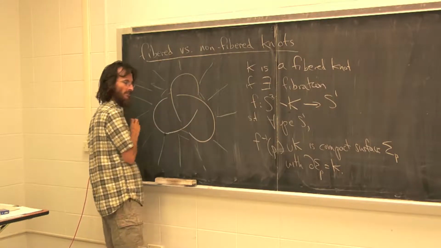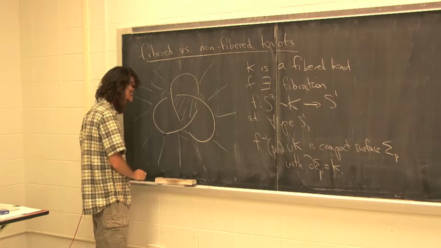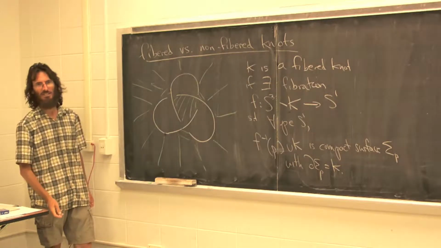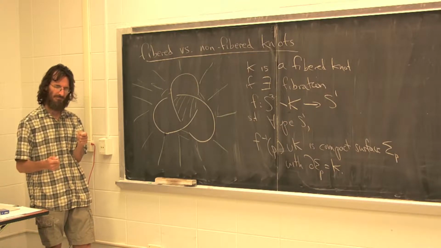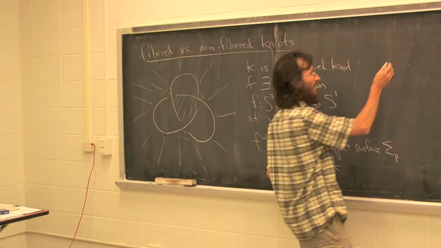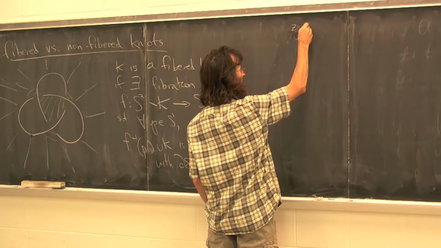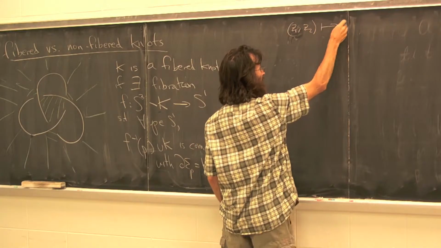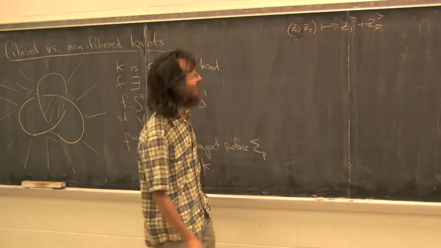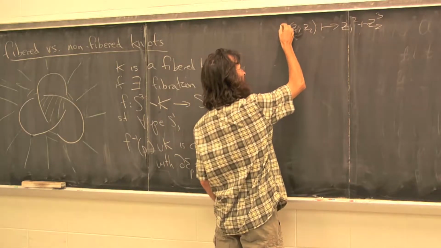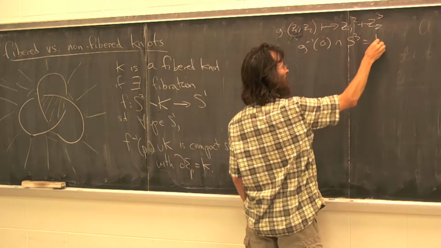Another way is a purely algebraic way to see the fibers, namely there's a map from C2 to C which has a singular point at the origin. It's a polynomial map. In fact, it's the map (z1, z2) goes to z1 squared plus z2 cubed. Then if you take g inverse of 0, its intersection with S3 is a trefoil knot.